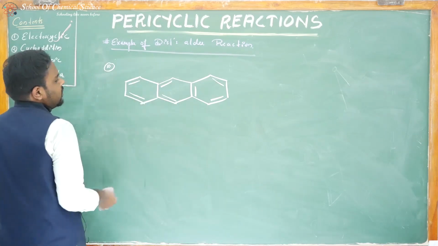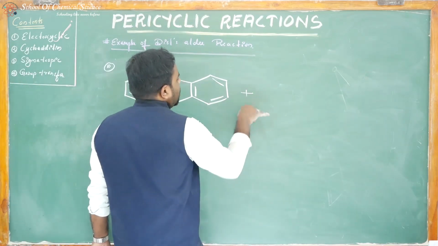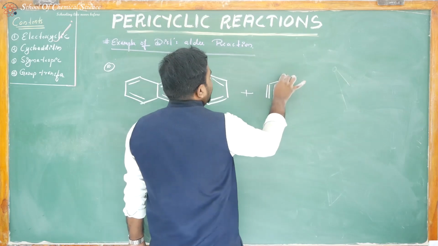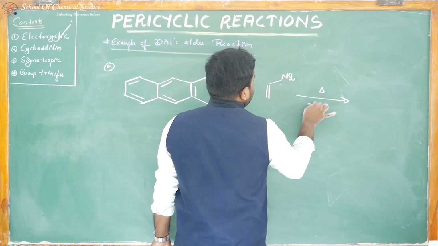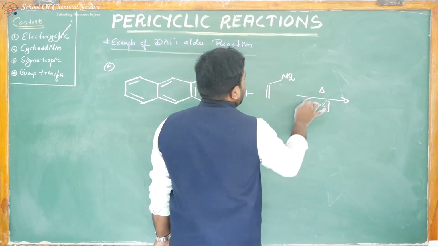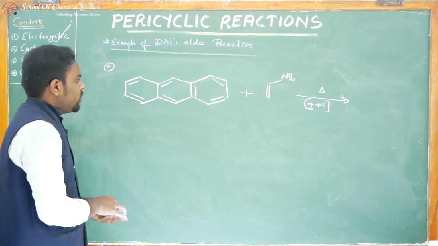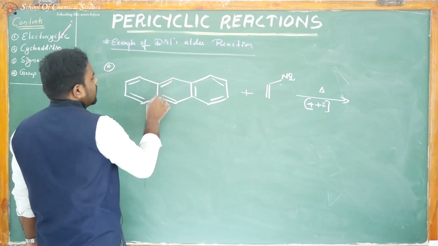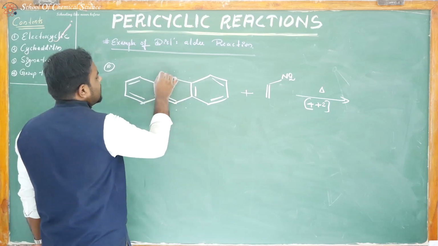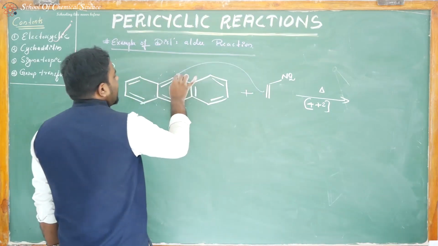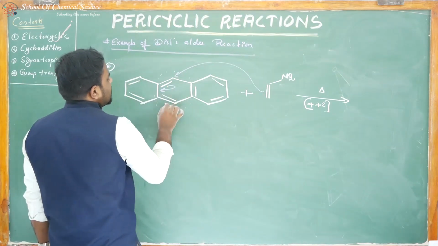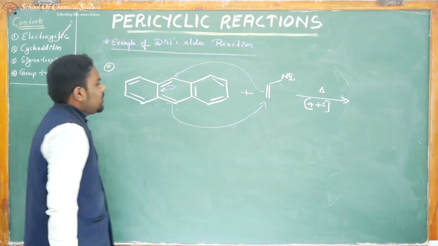This is anthracene. On reaction with a dienophile NO2 under thermal condition, a typical example of 4+2 cycloaddition reaction. This middle ring of anthracene will act as the diene. This pi bond attacks here, this will move towards here, and this will make a sigma bond here.